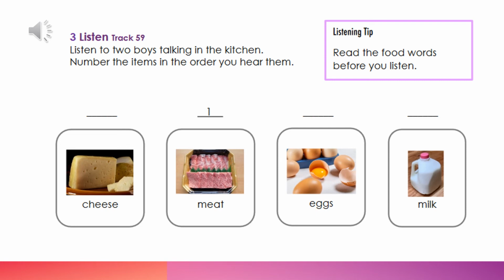So the first word we heard is meat. The second one was eggs. The third one was milk. And the last one was cheese. Now we have numbered the food words according to what we listen to.